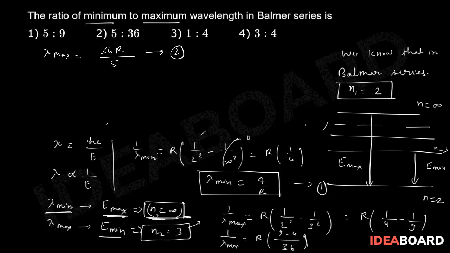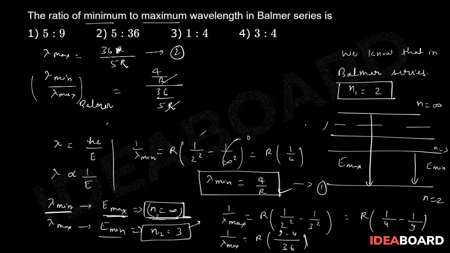Now we need lambda min divided by lambda max. This, for Balmer series, is equal to, you put the values from equation number 1 and 2. Equation number 1 gives us 4 divided by R, and I made one mistake. This is not 36R by 5, but 36 by 5R. So this will be 4 by R, and this is 36 by 5R only.